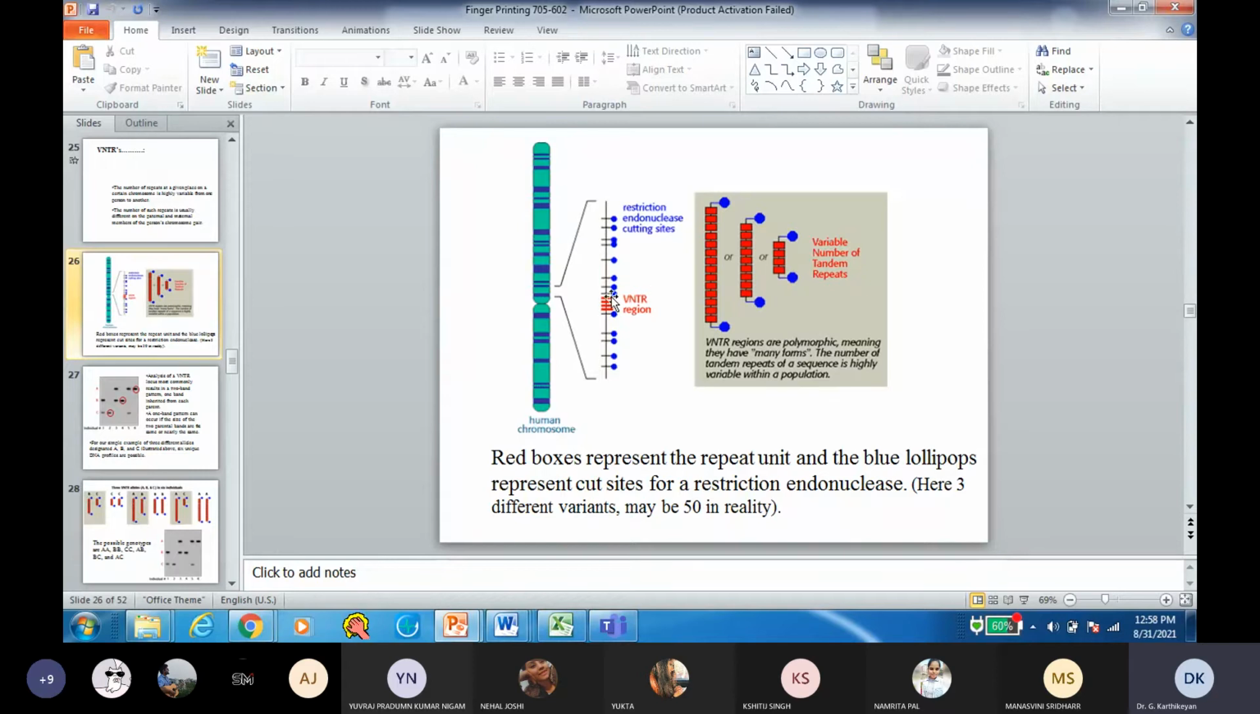Similarly, every chromosome has a VNTR region. And so mathematically, it results in a combination of about 10 to the power 18 or 20, something like that. It's an extraordinarily large number. But the human population at this time is less than 10 billion. So that number is so huge that each individual on this planet Earth can be typed by DNA fingerprinting. That's the beauty of DNA fingerprinting.